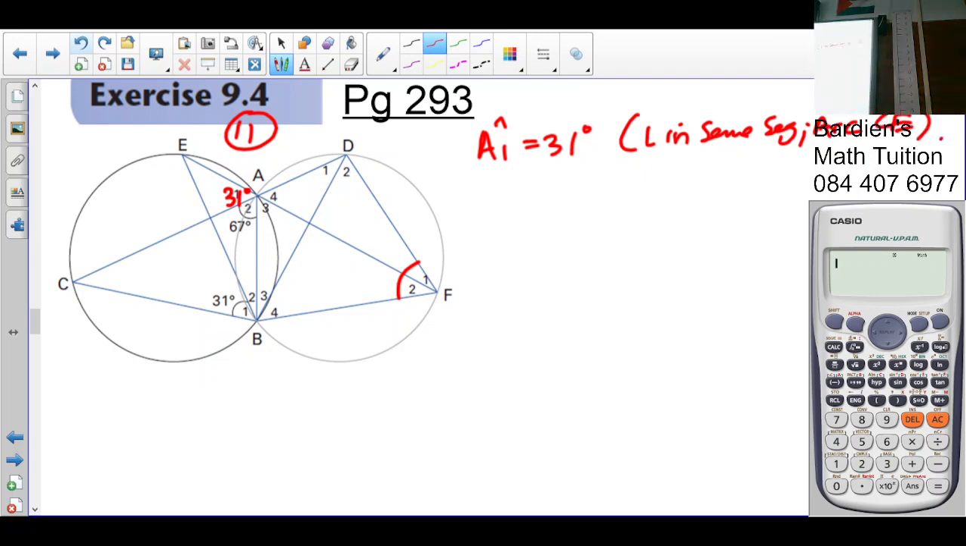Now what other angle can be labeled at this point? A3. Why? Angles on a straight line. Nice. So A3 is equal to what? 180 minus 31 minus 67, which gives an angle of 82.